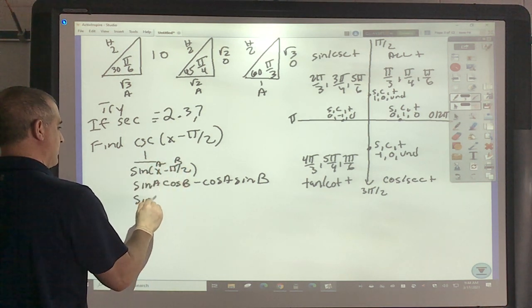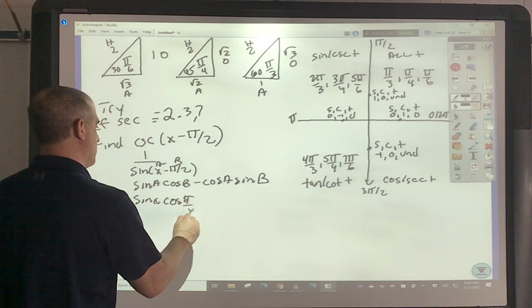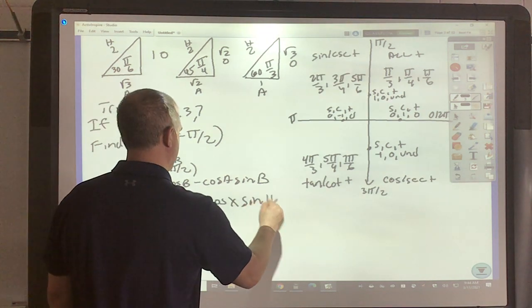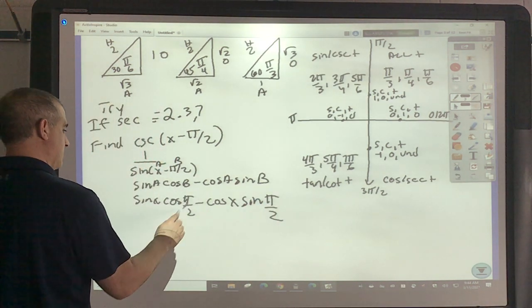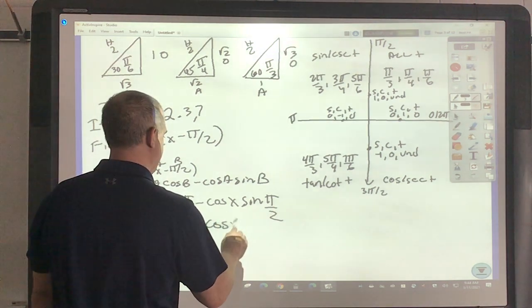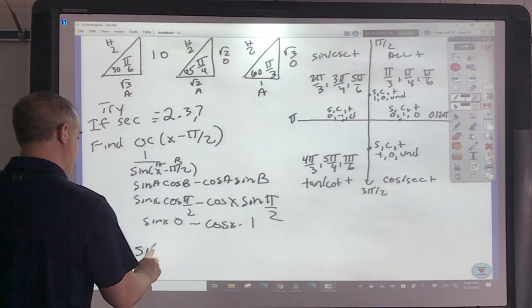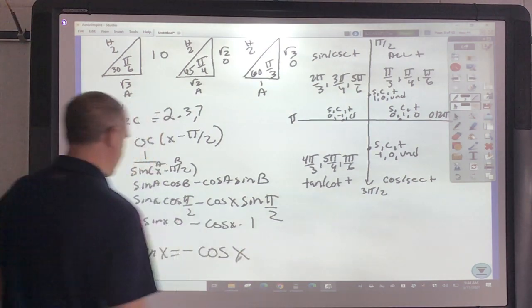So I got sine of x cosine of pi over 2 minus cosine of x sine of pi over 2, okay? So this would just be 0 times sine of x minus cosine of x times 1. So we got this result, right? We got sine of x equaling negative cosine of x, okay?